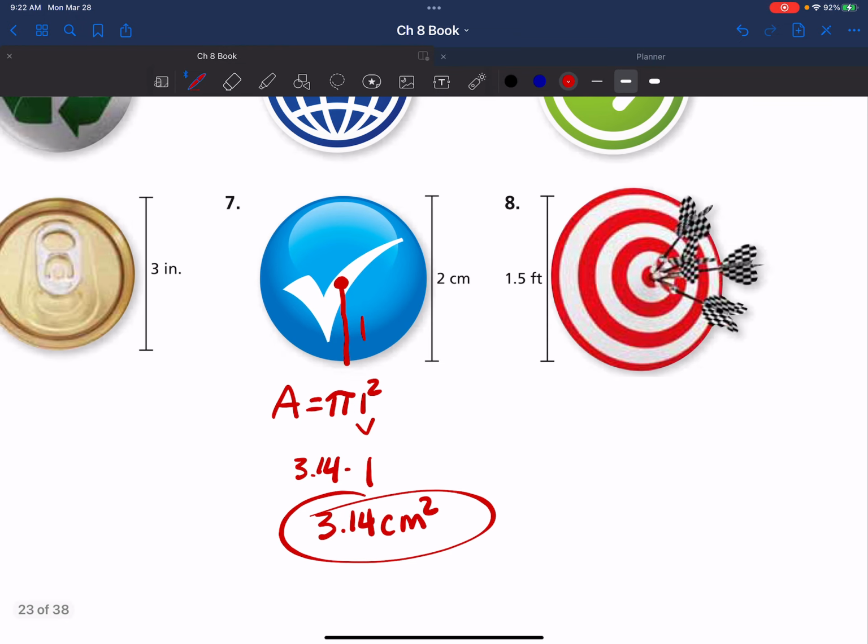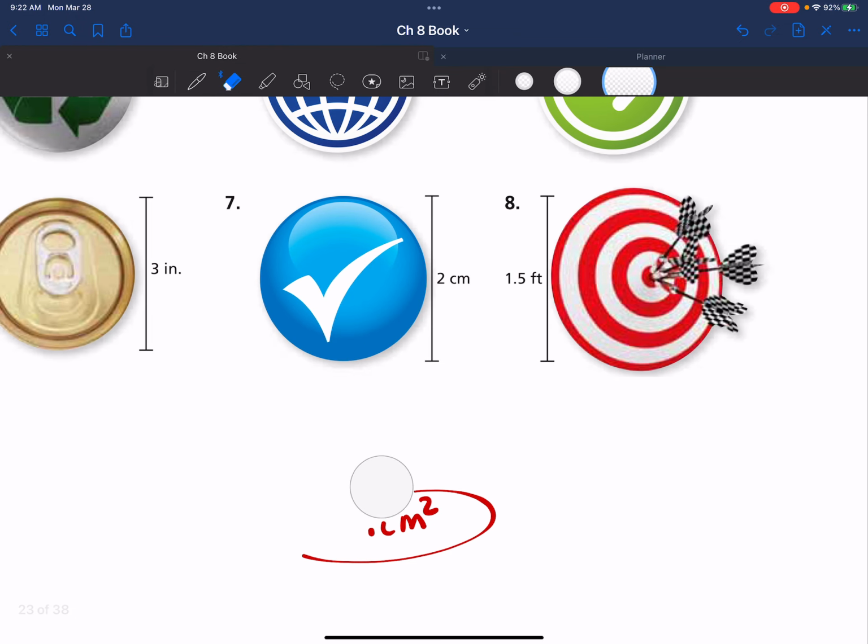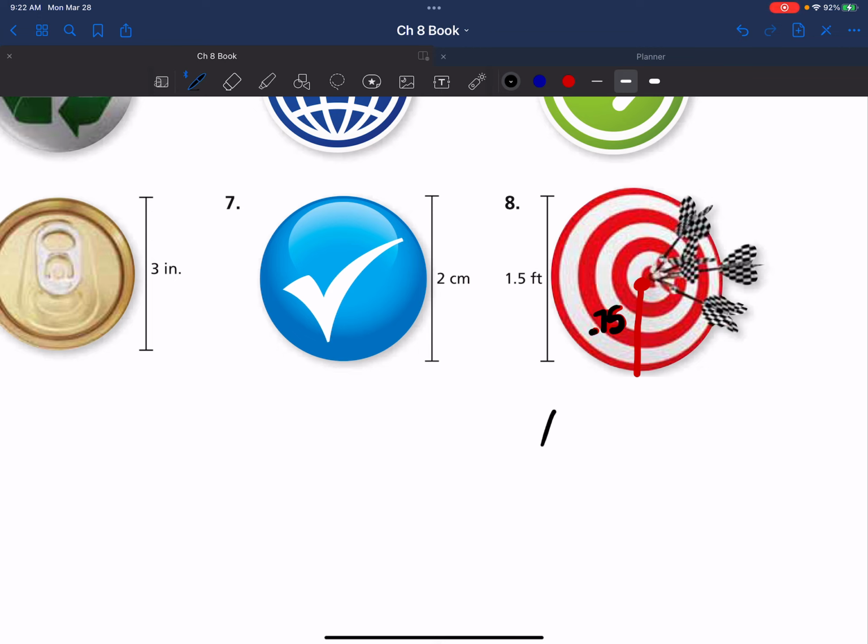Number 8, try this on your own. Pause the video. Then you can check with me. Half of 1.5, well, half of 1 would be a half, right? Half of half would be 0.25. So if you add those all together, that means the radius is 0.75. Oh, you cannot see that in this target. There you go, 0.75. So I'm going to say area equals pi times 0.75 squared.